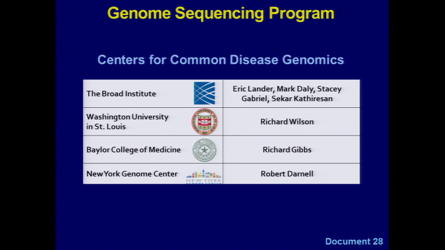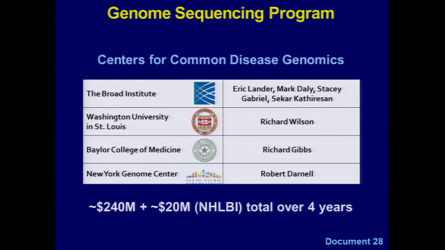Program grantees are already working to identify additional disease areas, including autoimmune inflammatory diseases and bone diseases. Over the coming months, NHGRI will be assessing opportunities to identify additional disease areas to potentially tackle. Now, the four Centers for Common Disease Genomics are located at the Broad Institute, Washington University in St. Louis, Baylor College of Medicine, and the New York Genome Center. NHGRI will be contributing about $240 million over 4 years, and NHLBI will be contributing about $20 million over the same period. NHLBI's contributions will serve to coordinate our program with their TOPMed genome sequencing effort.